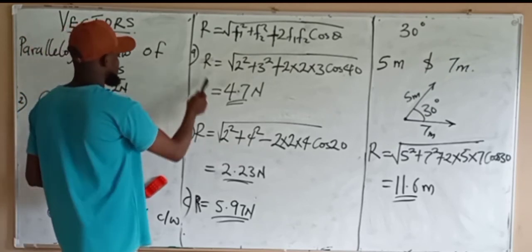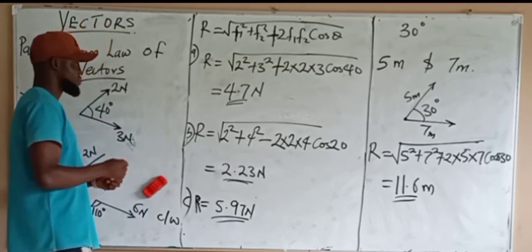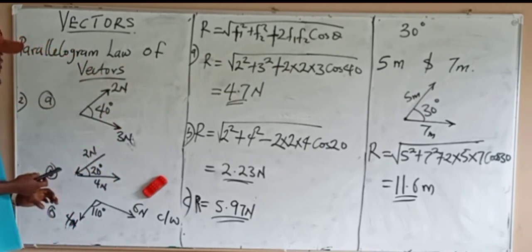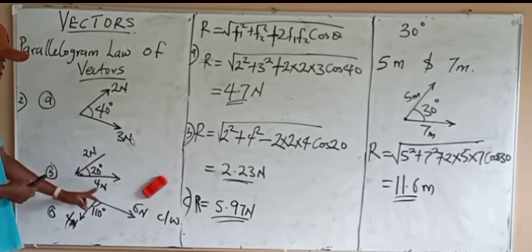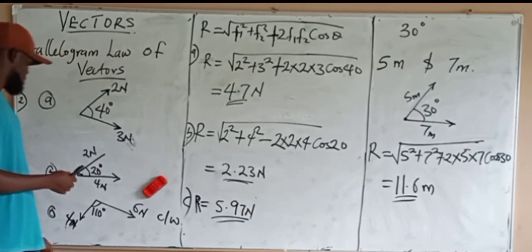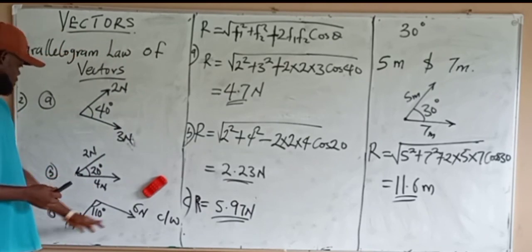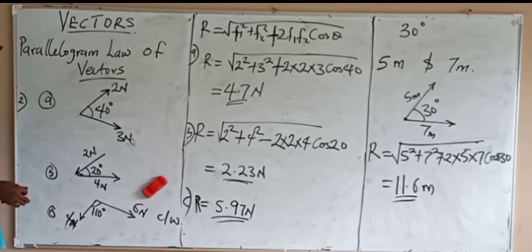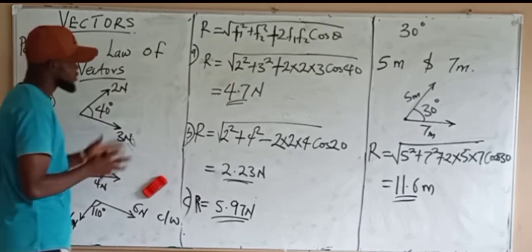The answer to question A will be 4.7 newtons resultant. For question B, the resultant will be 2.23 newtons. For the last one, the resultant will be 5.97 newtons. Please be sure you use the appropriate rule, and practice it.